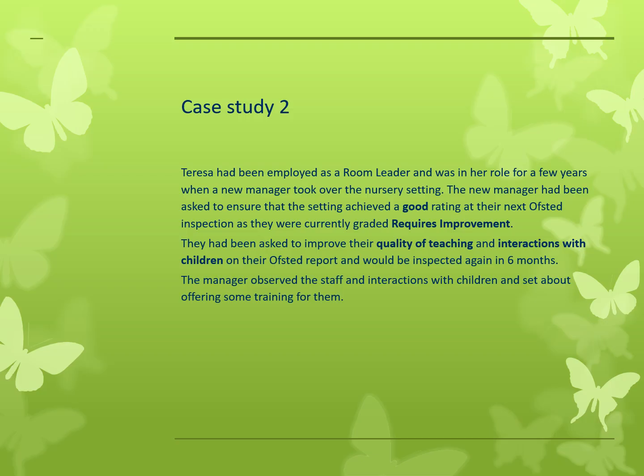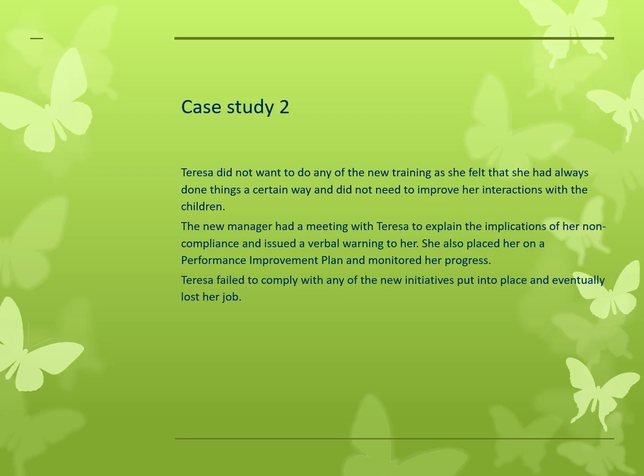The manager observed the staff and interactions with children and set about offering some training for them. Teresa did not want to do any of the new training, as she felt that she had always done things a certain way and did not need to improve her interactions with the children. The new line manager had a meeting with Teresa to explain the implications of her non-compliance and issued a verbal warning to her. She also placed her on a performance improvement plan and monitored her progress. Teresa failed to comply with any of the new initiatives put into place and eventually lost her job.